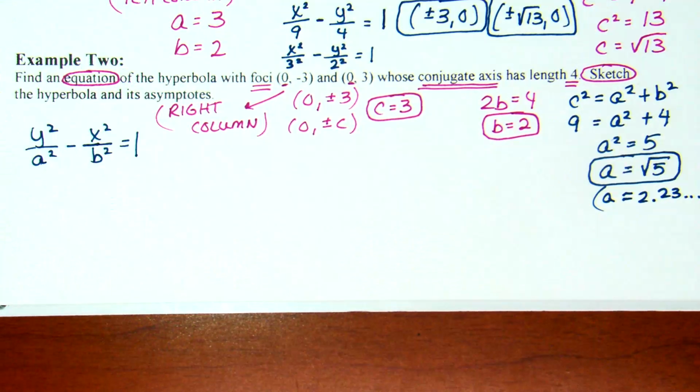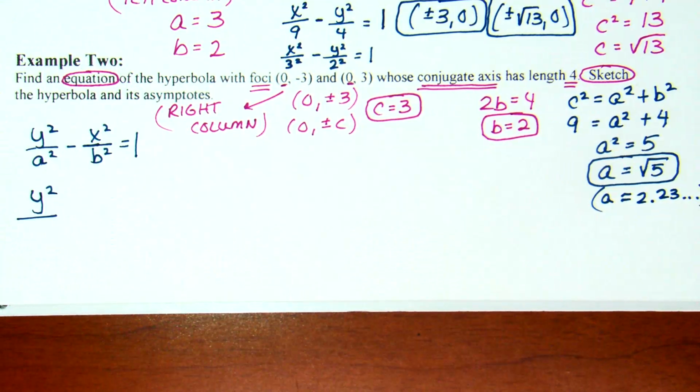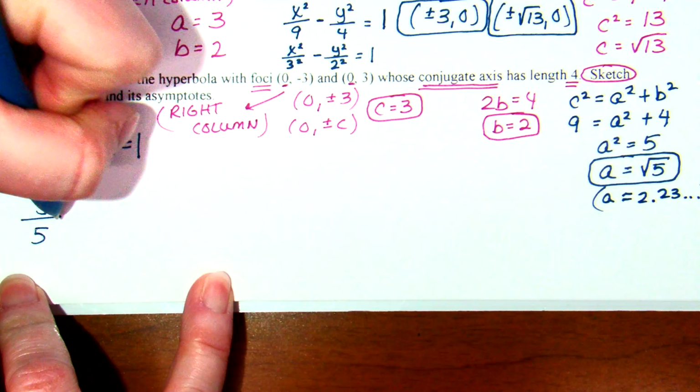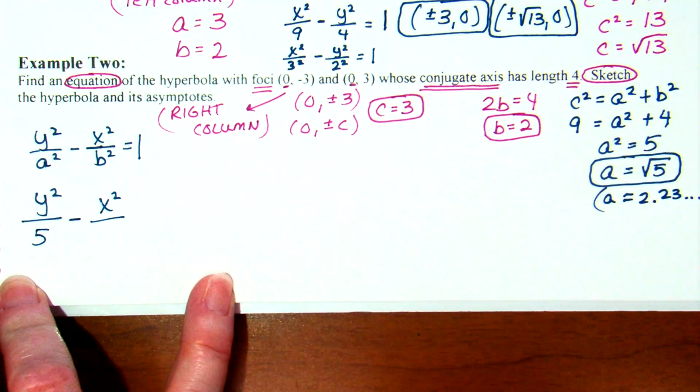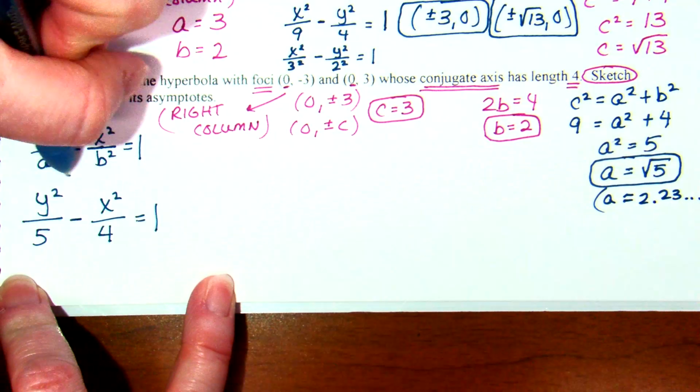Y squared over, it's just going to be 5 if it's square root of 5 squared. You know, square root of smiley face times square root of smiley face equals smiley face. Take you back to your algebra 2 days. Square root of 5 times square root of 5 is 5. Minus x squared over b squared, which is 4, equals 1.